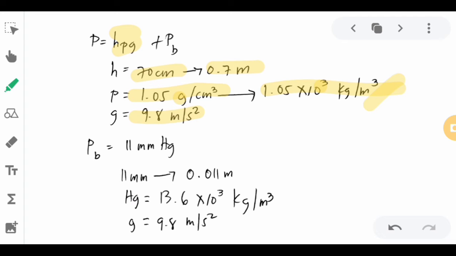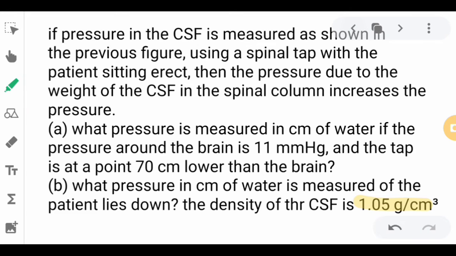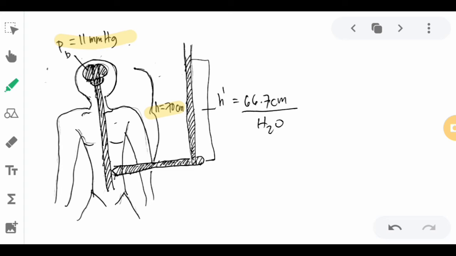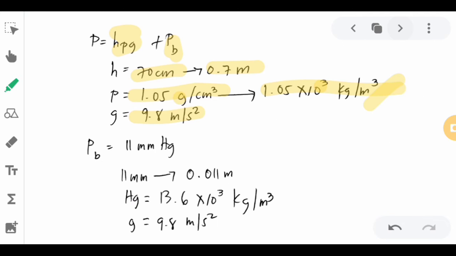Next is the value of the pressure of the brain. Based on the figure, it is 11 millimeters mercury. Since you express this in meters, you have to express the 11 millimeters in meters as well, so 11 millimeters is equivalent to 0.011 meter. The density of the mercury is equivalent to 13.6 times 10 raised to 3 kilograms per cubic meter, and the acceleration due to gravity is 9.8 meters per second squared. These are the values that we will be using, and the formula to solve that is this one.